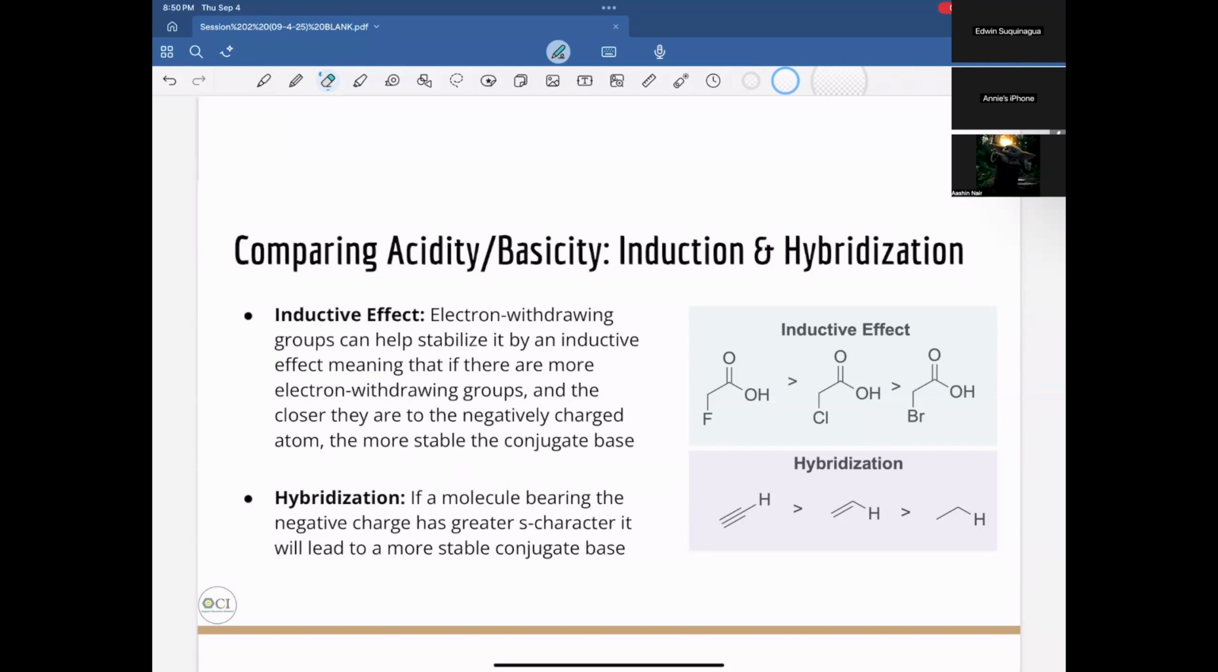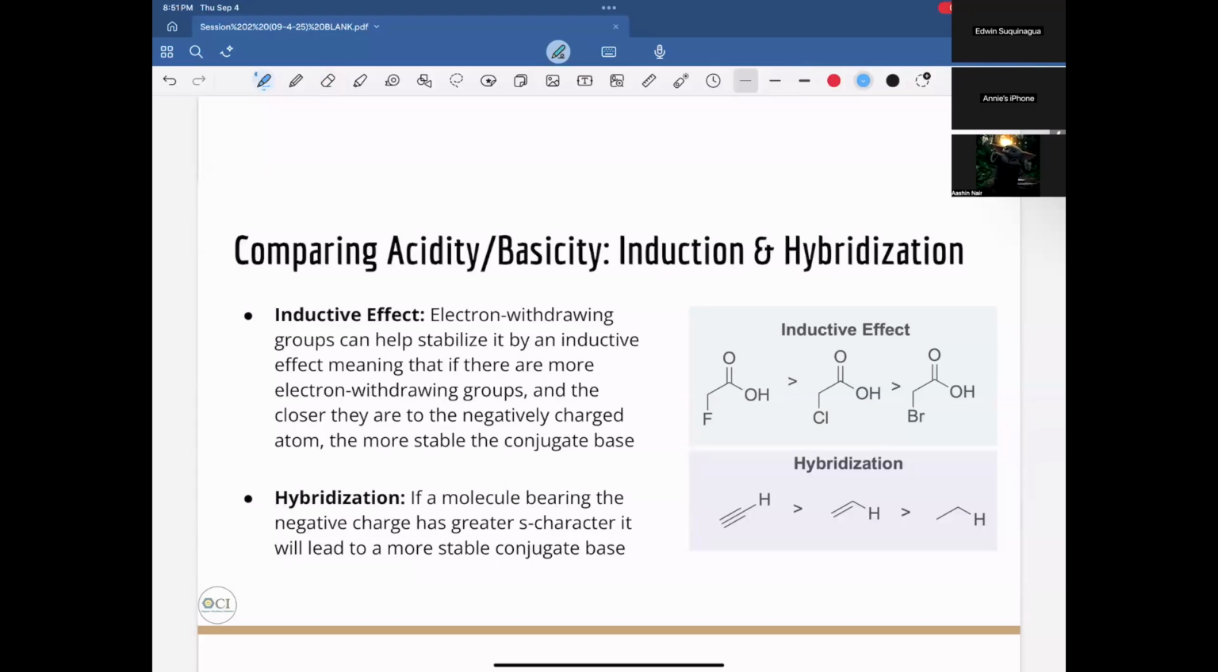So those are kind of going to affect it. And then also just how electronegative the atom nearby is. And then we also need to look at our hybridization. Like we talked about, that's our S character. So the more S character we get, the better that is. That means also the less P character we have.